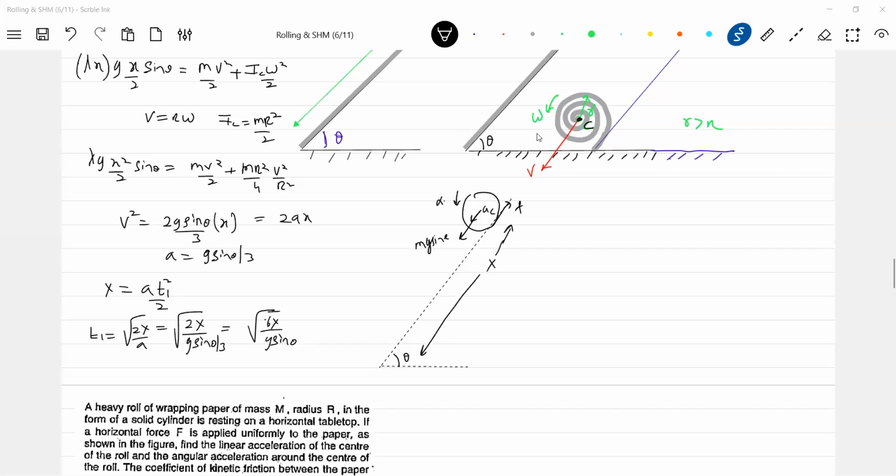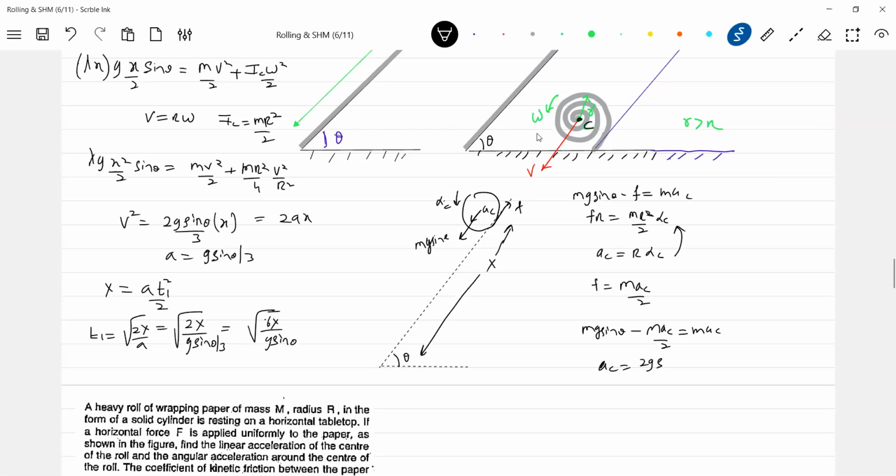x equal to... I think I'll start like this. mg sine theta minus F, and F into R is equal to MR square by 2 into alpha C. Then AC is equal to R alpha C. I should eliminate F, so F is equal to M AC by 2. Substituting that F in the above equation, mg sine theta minus M AC by 2 equals M AC. So AC equals 2g sine theta by 3.